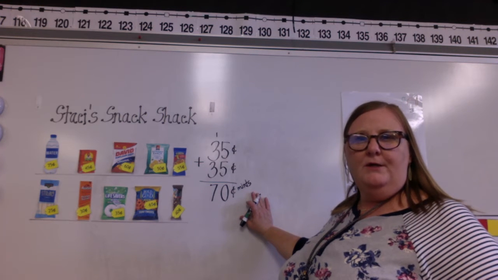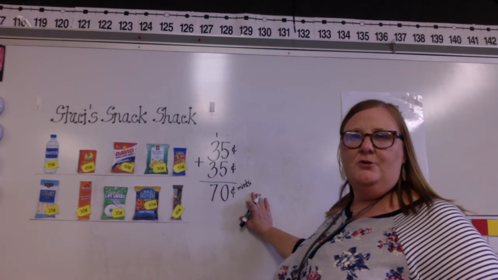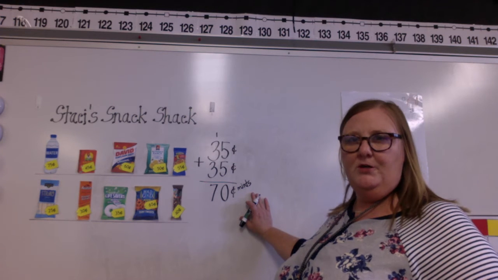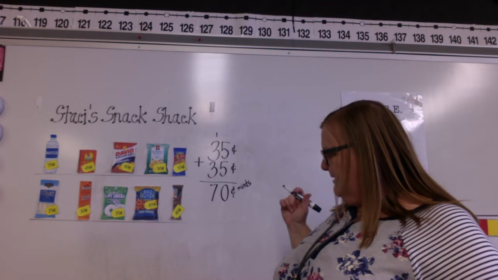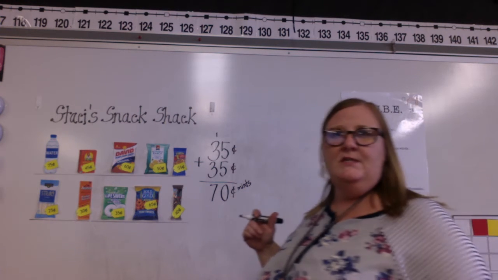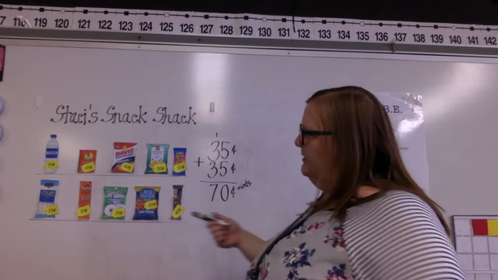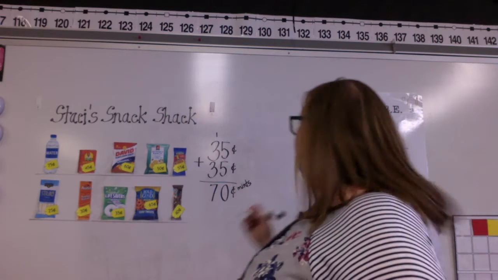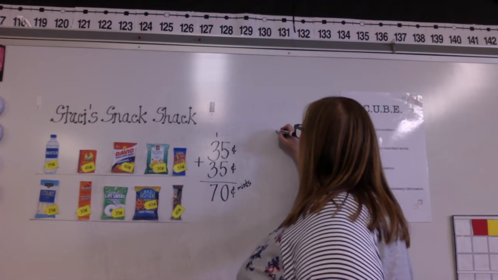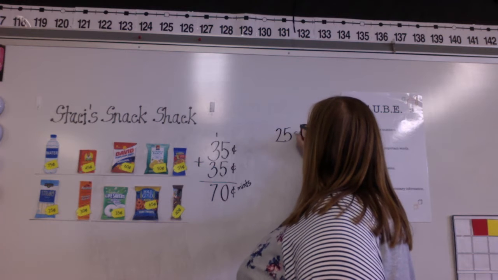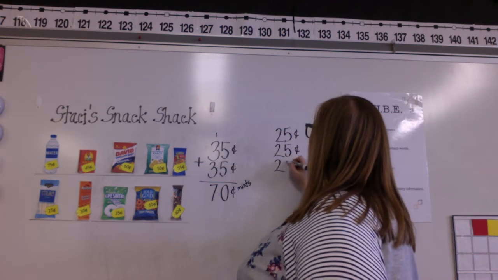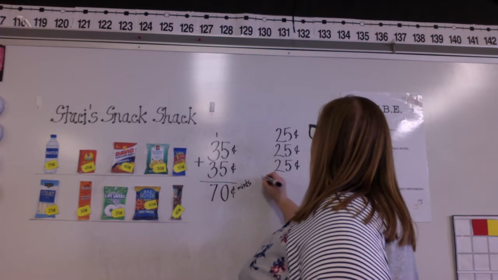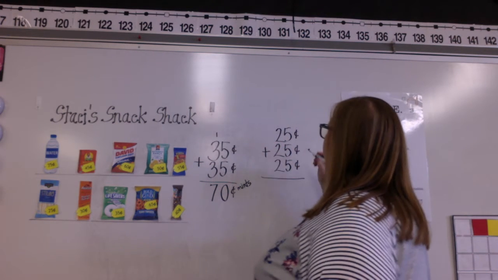Anytime you're showing your work, it's great to write out notes so your teacher knows what you're doing. Show all the work you can. That's being a great student. All right, then the next thing says we're going to buy 3 packages of cheese sticks. So the cheese sticks are over here. They're 25 cents. And I need 3 of them. So I'm going to do 25 cents plus 25 cents plus 25 cents.